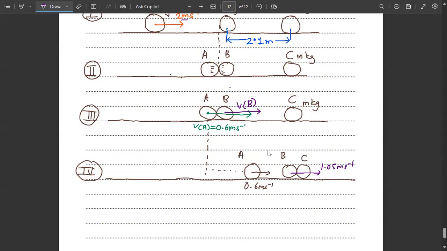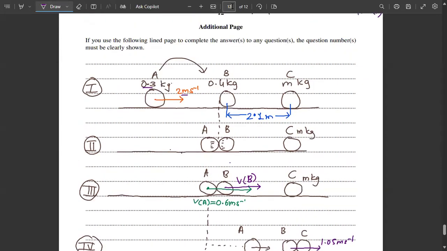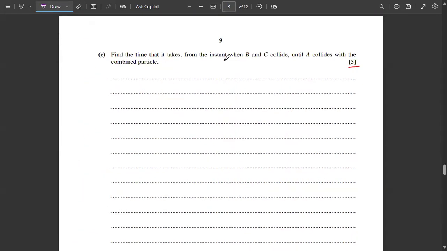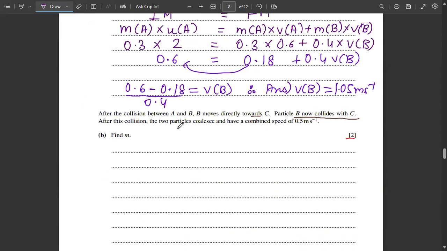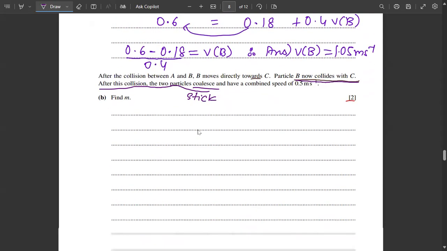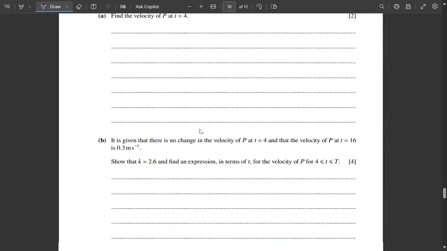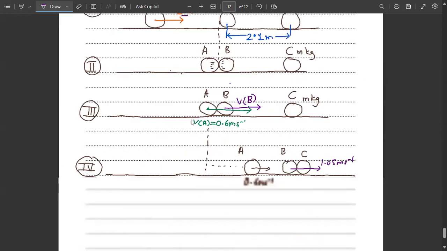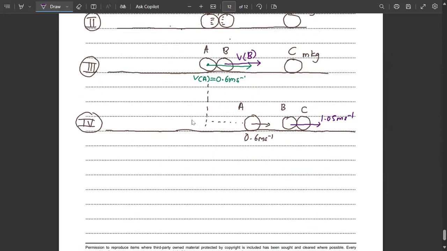And C is at rest. Now what they have told is, after this collision, the two particles coalesce. The two particles means B and C. And what does coalesce mean? Coalesce means stick. So they stick and have a combined speed of 0.5. So that means this collision occurs here.